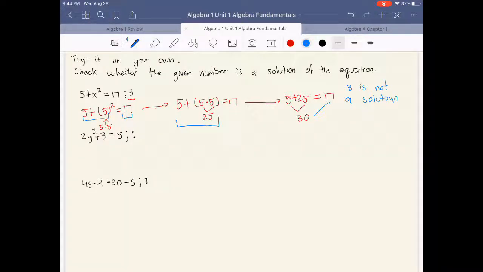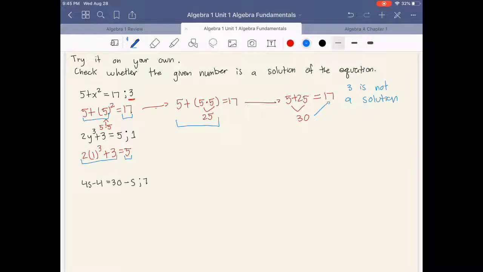Now, let's move on to the second one. 2y cubed, or to the third power, plus 3 equals 5, when you replace y with 1. This should be very simple. So let's replace y with 1. 2 times 1 raised to the third power plus 3, and does that all equal 5? Okay, again, let's solve the left side so we can make it look like the right side.